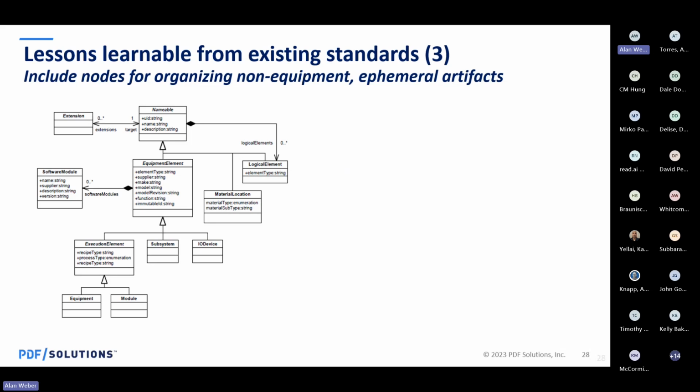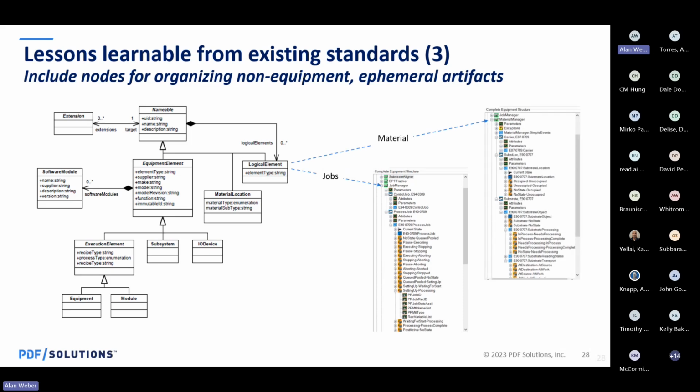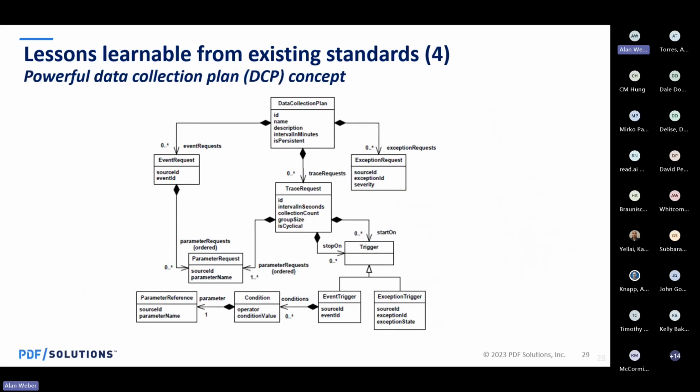The other, and these are some of the node types that allow you to actually specify what happens in a piece of equipment, not only the physical elements, but also ephemeral ones like a job, things that come and go, and material that comes and goes, but has to be associated with the equipment. So this kind of physical and logical structure has a direct analogy for digital twins.